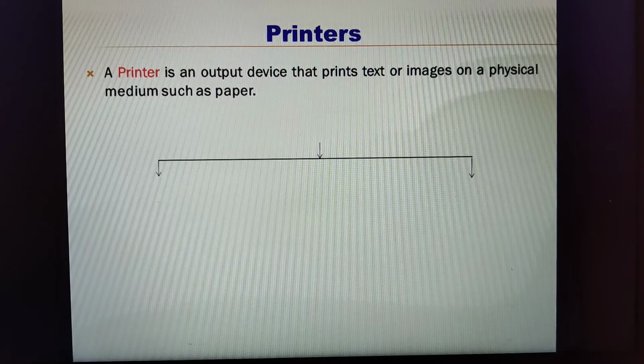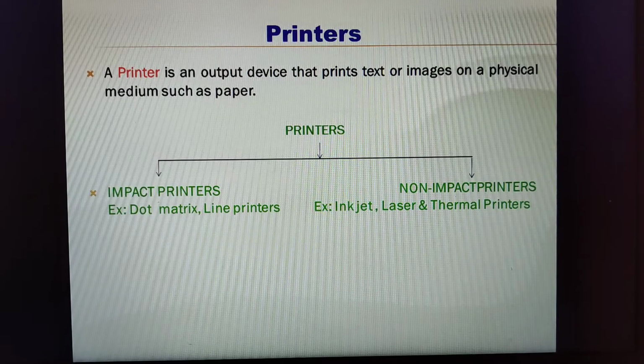A printer is an output device that produces text or images onto a physical medium such as paper. And we know that there are two types of printers. One is impact, the other one is non-impact. So what are these impact printers?